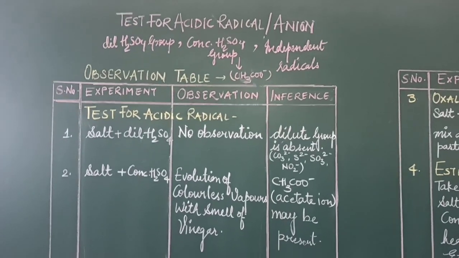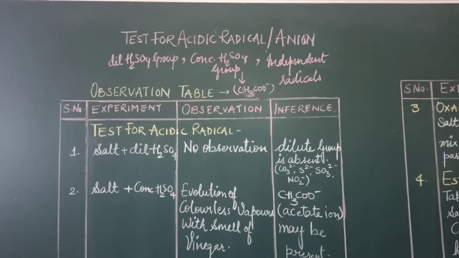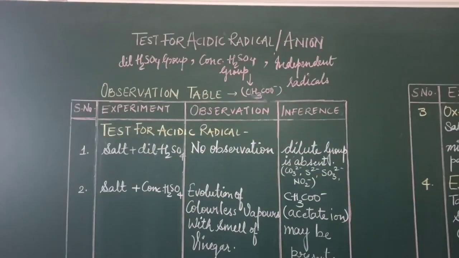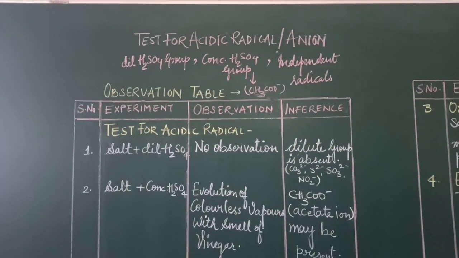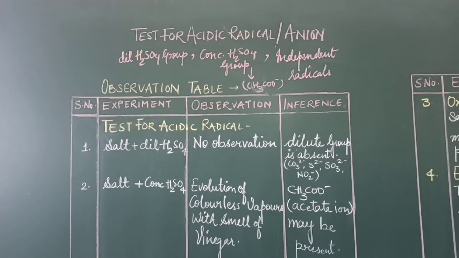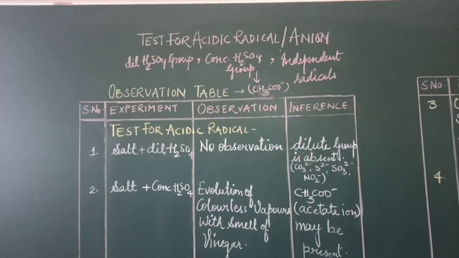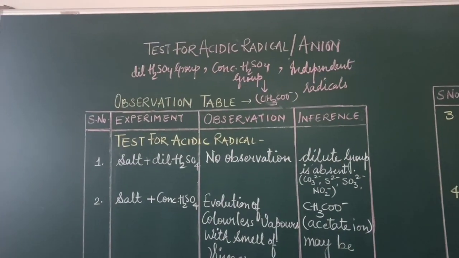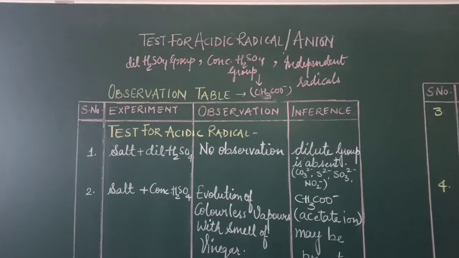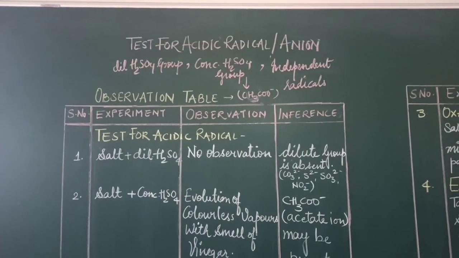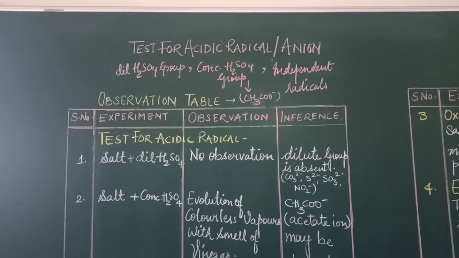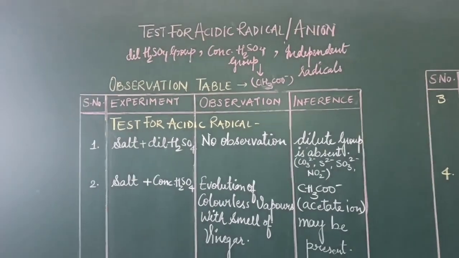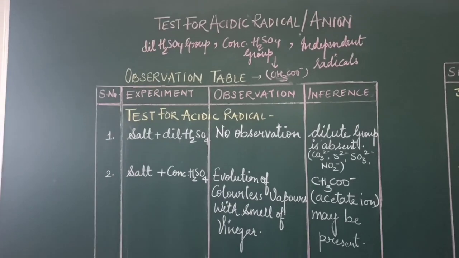Hello children, now in this video we will see how to test acidic radical, and the acidic radical taken for the testing is acetate ion. Formula for acetate is CH3COO minus. So acidic radical is also called as an anion, and anions are divided into three groups: dilute sulfuric group, concentrated sulfuric group and independent radical. And the acetate ion belongs to concentrated H2SO4 group.